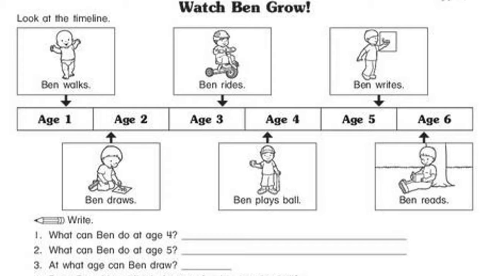Does Ben ride a bike before or after he can play ball? So let's look back up at the chart. He rides a bike before he plays ball. How do you know? I know this because at age 3, he rides a bike, and then at age 4, he plays ball. So that means that he could ride a bike when he was younger. So back up at the timeline, I can see that he was able to ride a bike first before he played ball. Awesome job, readers.